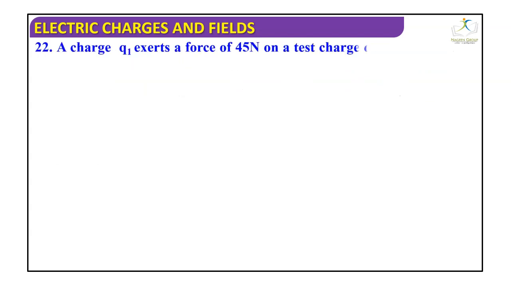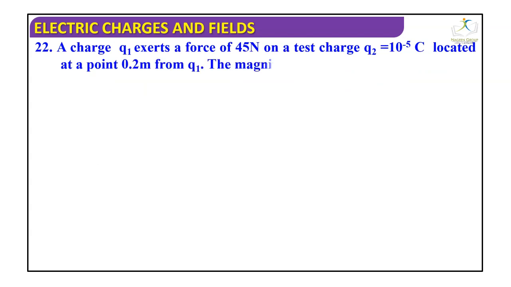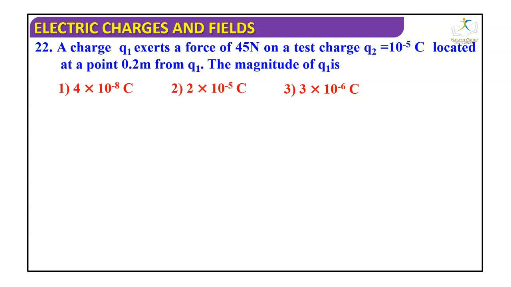Next question: a charge Q1 exerts a force of 45 Newton on a test charge Q2 equal to 10 to the power minus 5 coulomb located at a point 0.2 meter from Q1. The magnitude of Q1 is, we have options. Try to solve this problem.